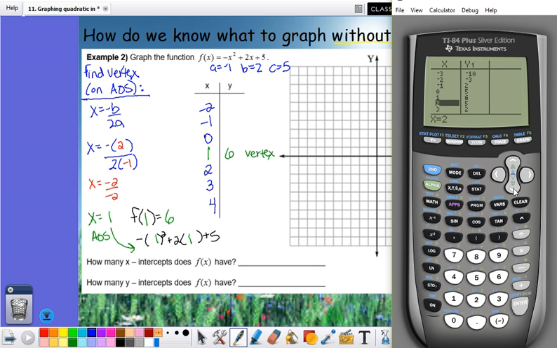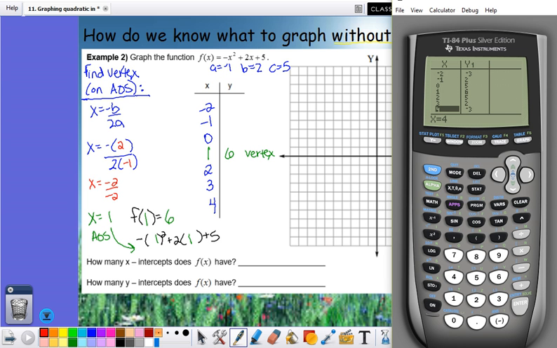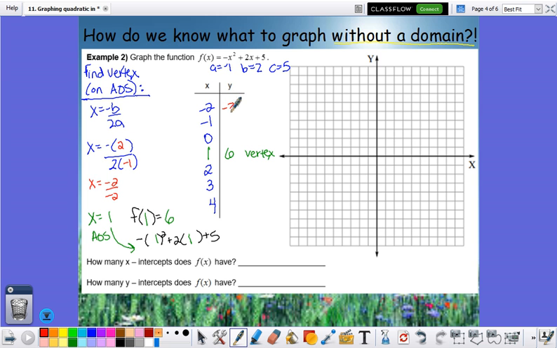We want our table to start at -2. Let's copy down our values. We're told -3, 2, 5, 6, -3, 2, 5, 6. So 6, 5, 2, -3. All right, we're ready to plot.